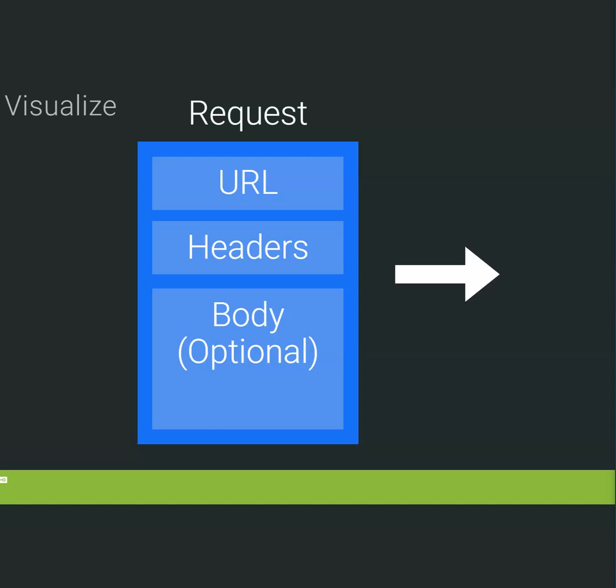So when we're making a request to a server, the client will need to give it several pieces of information. The most important is the URL, which says where to look for the information in the first place. We'll learn more about that in just a minute.